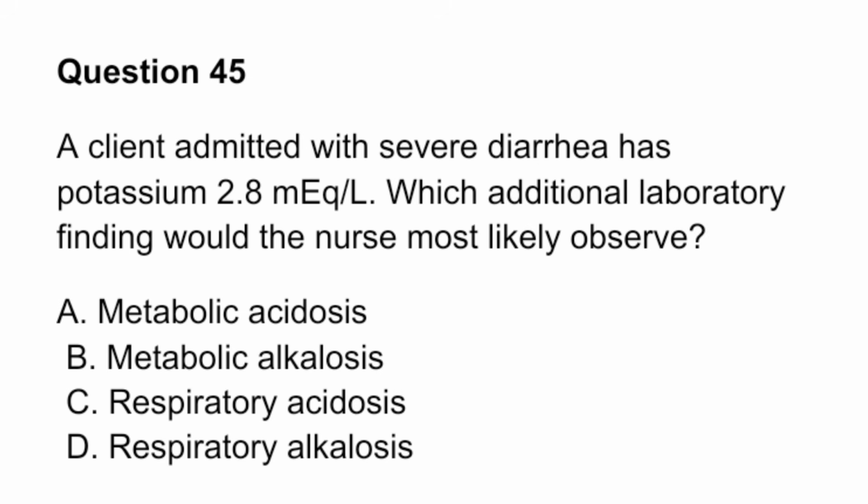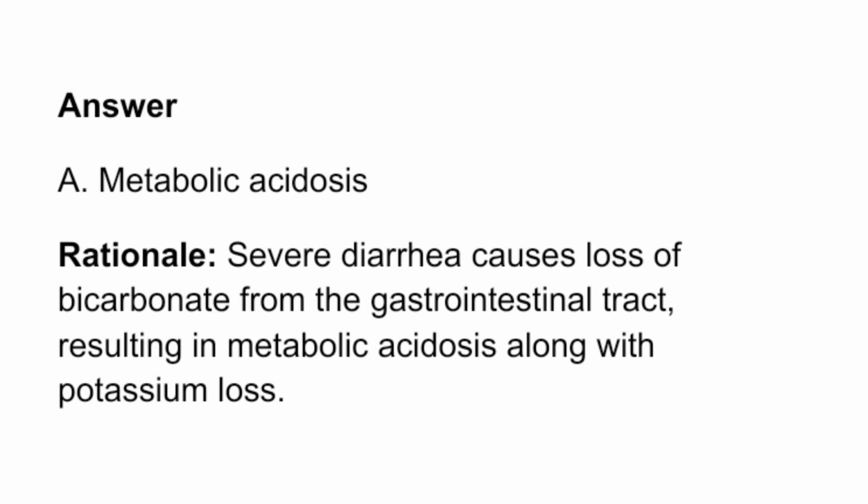Question 45. A client admitted with severe diarrhea has potassium 2.8 milliequivalents per liter. Which additional laboratory finding would the nurse most likely observe? A. Metabolic acidosis. B. Metabolic alkalosis. C. Respiratory acidosis. D. Respiratory alkalosis? The answer is A, metabolic acidosis.